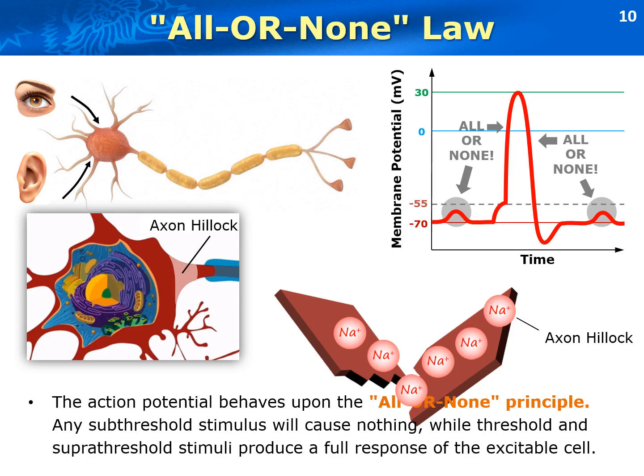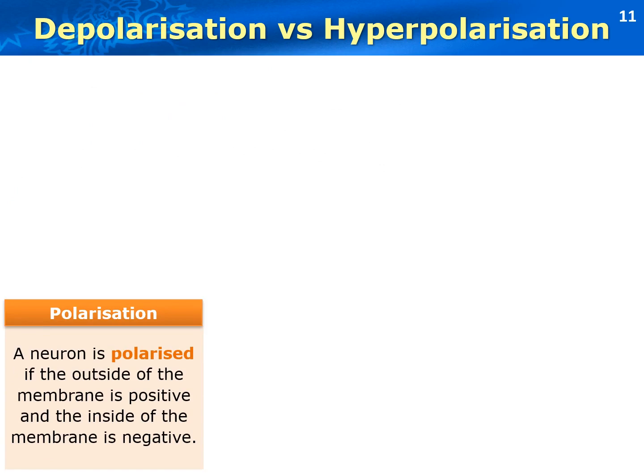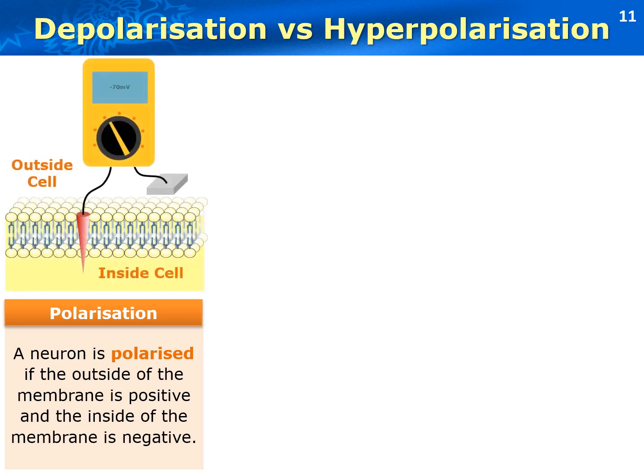An action potential consists of several phases. Before detailing each phase, I will first introduce three terminologies. The first terminology is polarization. A neuron is said to be polarized if the outside of the membrane is positive and the inside of the membrane is negative. For example, the resting potential describes the unstimulated, polarized state of a neuron.